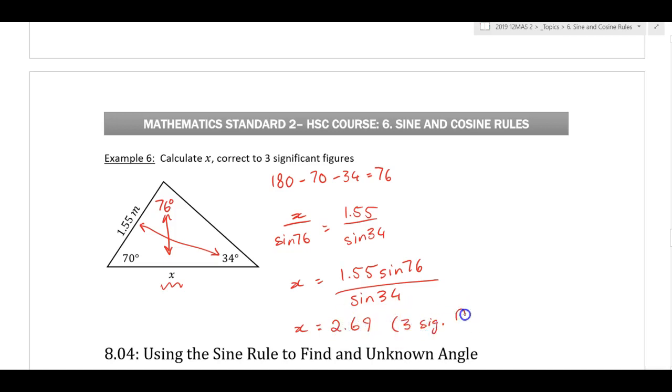Three significant figures. Okay, that's the sine rule. Good big diagram. Opposite sides and angles. Right, opposite sides and angles. I need two pairs of those, and we can find one of the missing bits.